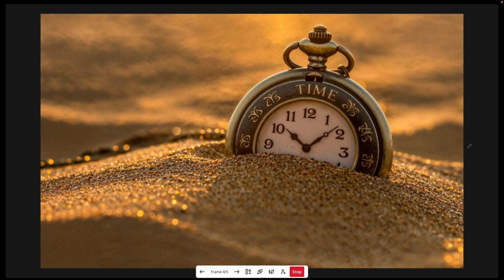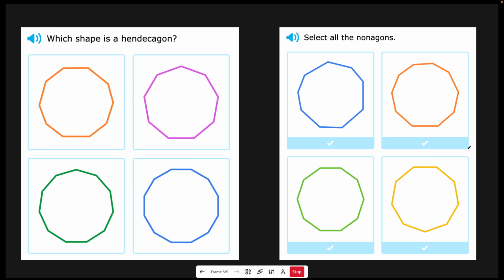All right, here is our cool clock for today, which means that it's time for you to practice what you just learned. Go ahead and pause the video and try these 2 problems on your own. And when you're ready, you can unpause the video and we'll check your answers.